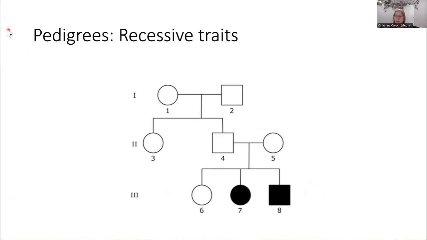If this is a recessive trait, I know the genotype of these offspring. They're expressing the recessive phenotype, so they both must be little a, little a. Because they're both little a, that means that both of their parents have to have a little a to give them. But their parents are not expressing the recessive phenotype. So both of their parents must be heterozygous.